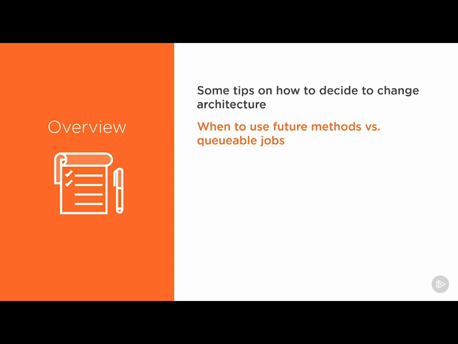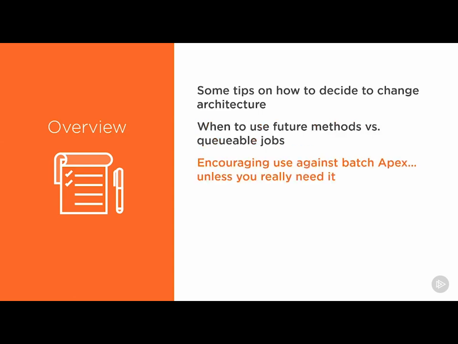For instance, when should a future method be used versus a queueable job? We'll look at this and other asynchronous cases. Batch Apex is sometimes a popular go-to solution for some environments or organizations, but we'll examine why you should really avoid using Batch Apex if you can avoid it. There are times when Batch Apex is ideal, of course, and I'll examine both cases.